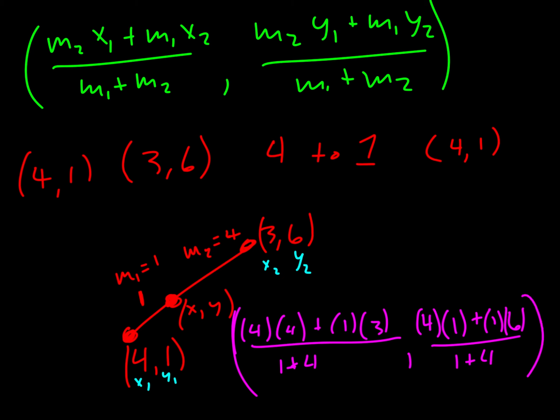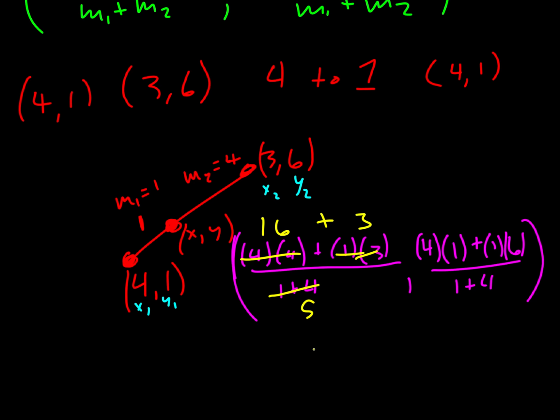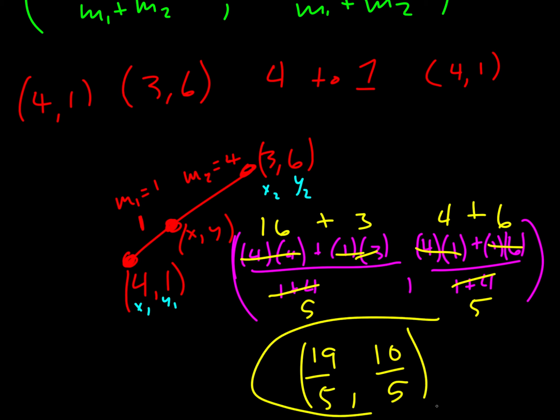Now it just comes down to simplification. This is 16, this is 3, this is 5. So 16 plus 3 is 19, so we get 19 fifths. 4 times 1 is 4, 1 times 6 is 6, and the denominator is 5. Add those together, we get 10 over 5. So this is where the point needs to be, right there. This x comma y value is 19 fifths comma 10 fifths. Alright, hopefully that wasn't too bad.